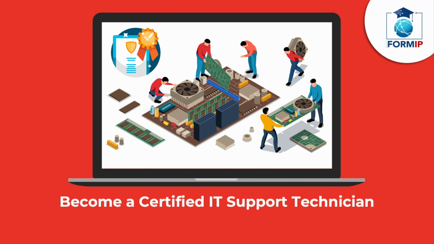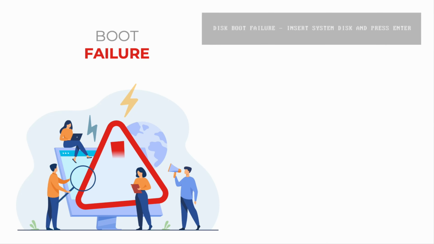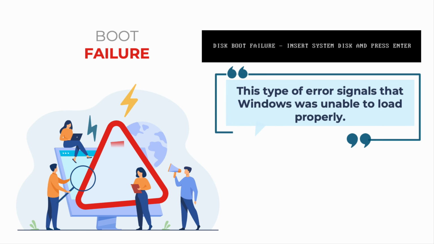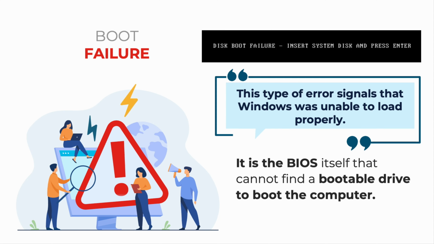In this second part, we will see other problems that can occur on hard drives. And we will also try to determine the cause to provide a solution: failure to boot. And we start with a boot problem on the hard drive. This type of error signals that Windows was unable to load properly. The error message that appears asks us to insert a system disk in order to boot. In fact, it's the BIOS itself that can't find a bootable drive to boot the computer.